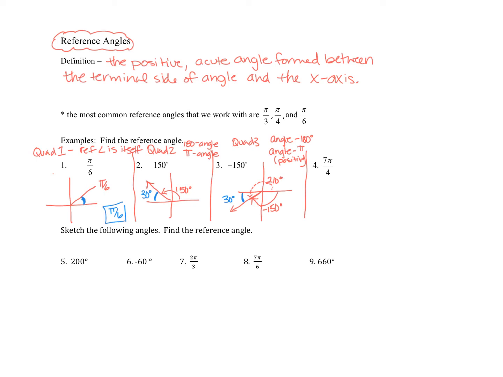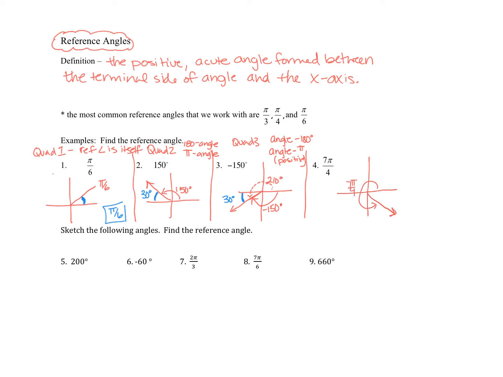Finally, let's look at an example that would fall in the fourth quadrant. So 7 pi over 4. If you need to look back at your unit circle, you're welcome to. But remember, it's being divided by 4. So I already have an idea that this is going to be my 45-degree angle in my fourth quadrant. It's positive, so I know I went this way with it. And this is my 7 pi over 4 angle.